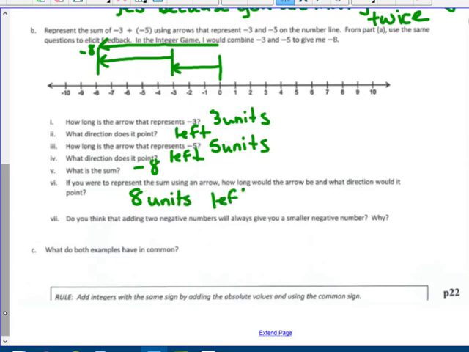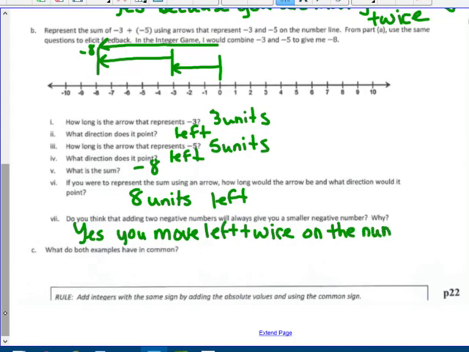Left. Do you think adding two negative numbers will always give you a smaller number? Yes, when you go left, it's smaller. You move left twice on the number line, so you're going to get smaller. You're moving left, you're going to keep getting smaller on that number line. You're moving left twice, so it's going to make a smaller one.